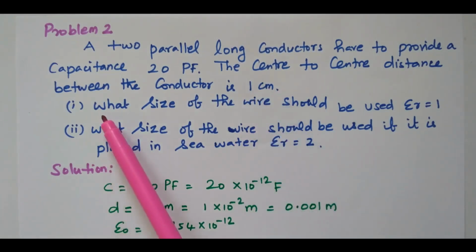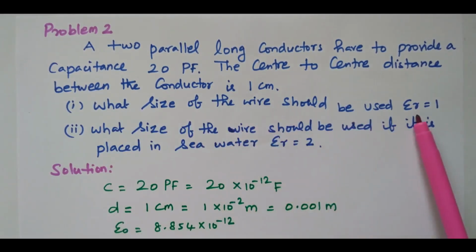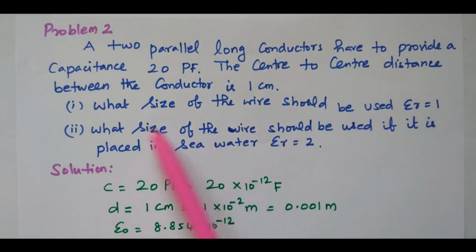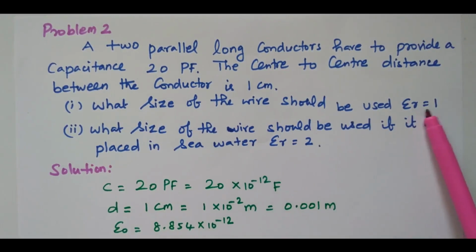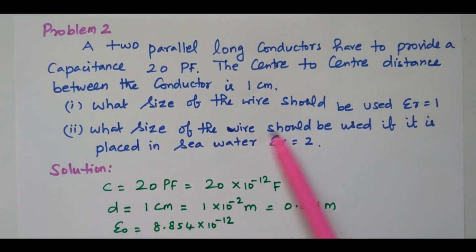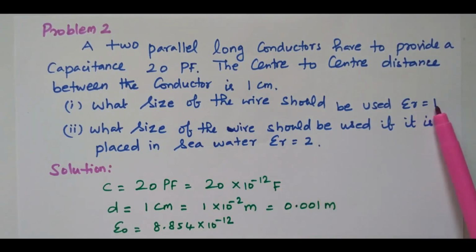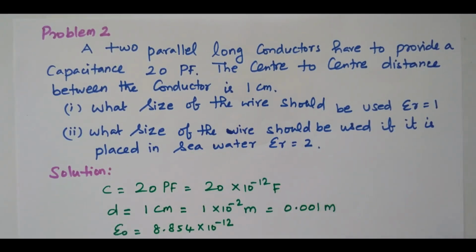What is the question? What size of wire should be used when epsilon r equals 1? What does size mean? Radius. We need to find the radius of the conductor when epsilon r equals 1, the first division. In the second division, what size of wire should be used if the transmission line is placed in sea water? In that case, epsilon r equals 2, right? So first case epsilon r equals 1, second case sea water, epsilon r equals 2. So first we'll write the data.